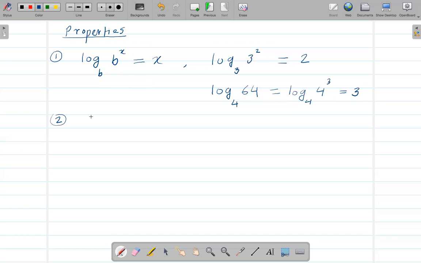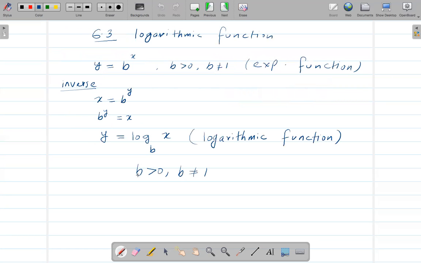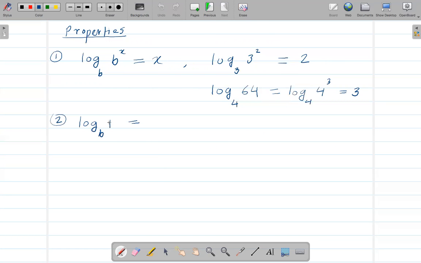The second one, let's say log base b of 1. So what is the value of this one? So log of any base, as long as the base satisfies this condition, of 1 is always 0. So basically log of 1 is always 0.